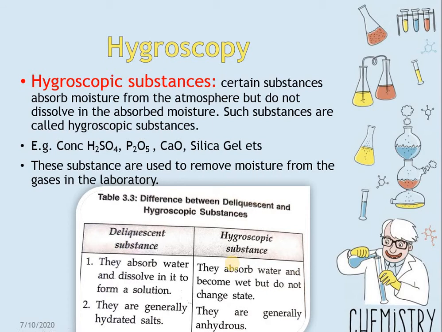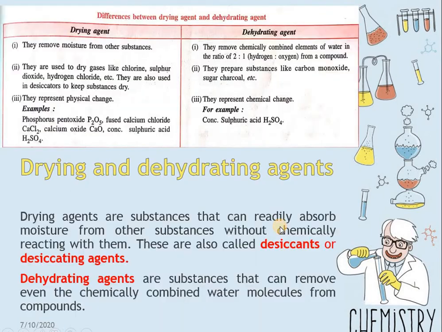Hygroscopic substances have a tendency to take up moisture from the air, and they can be in solid or liquid state. Concentrated sulfuric acid is liquid, others are solid. These are the differences between drying agent and dehydrating agent. So let us see what these are. Drying agents are substances that can readily absorb moisture from other substances without chemically reacting with them. These are also called desiccants or desiccating agents.